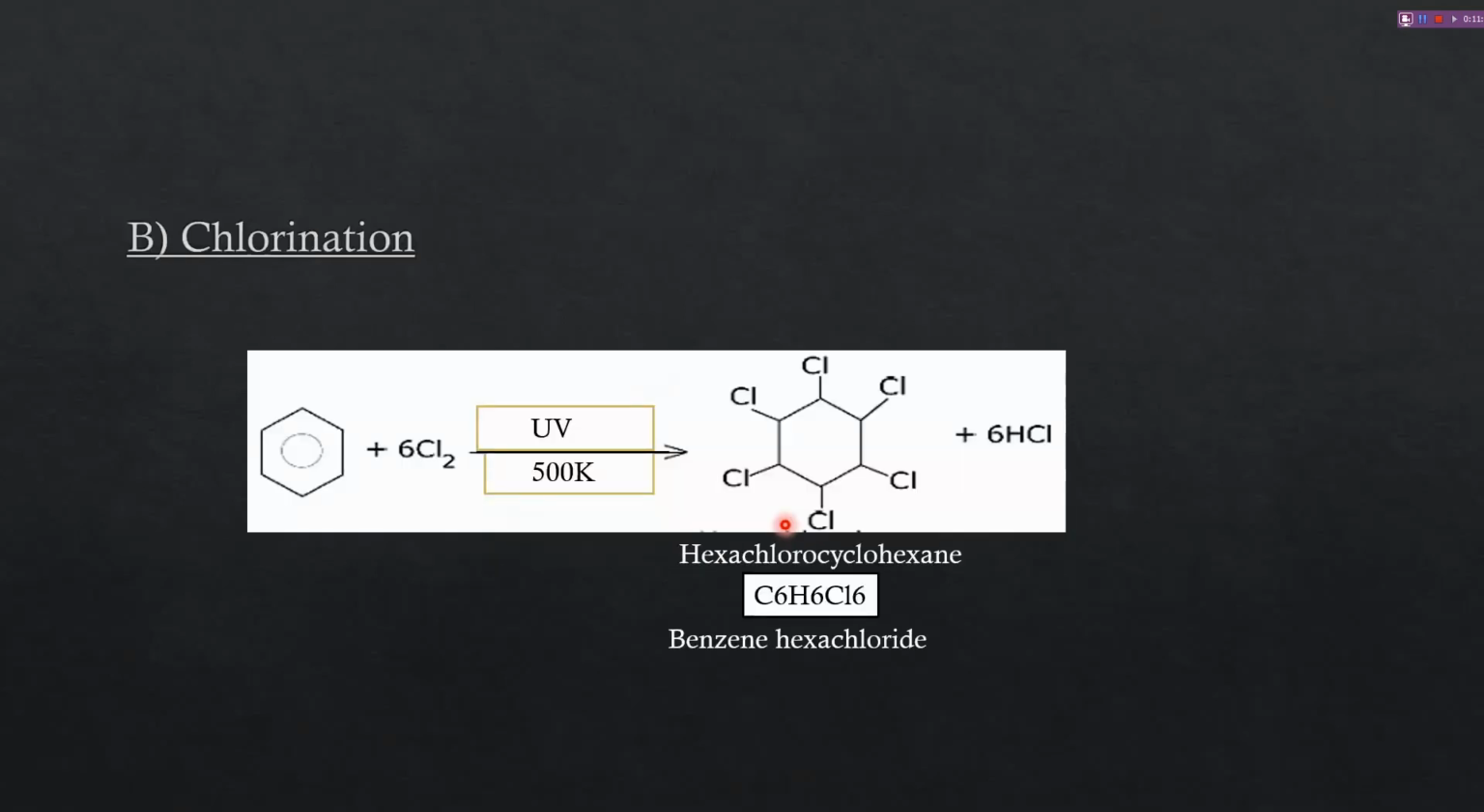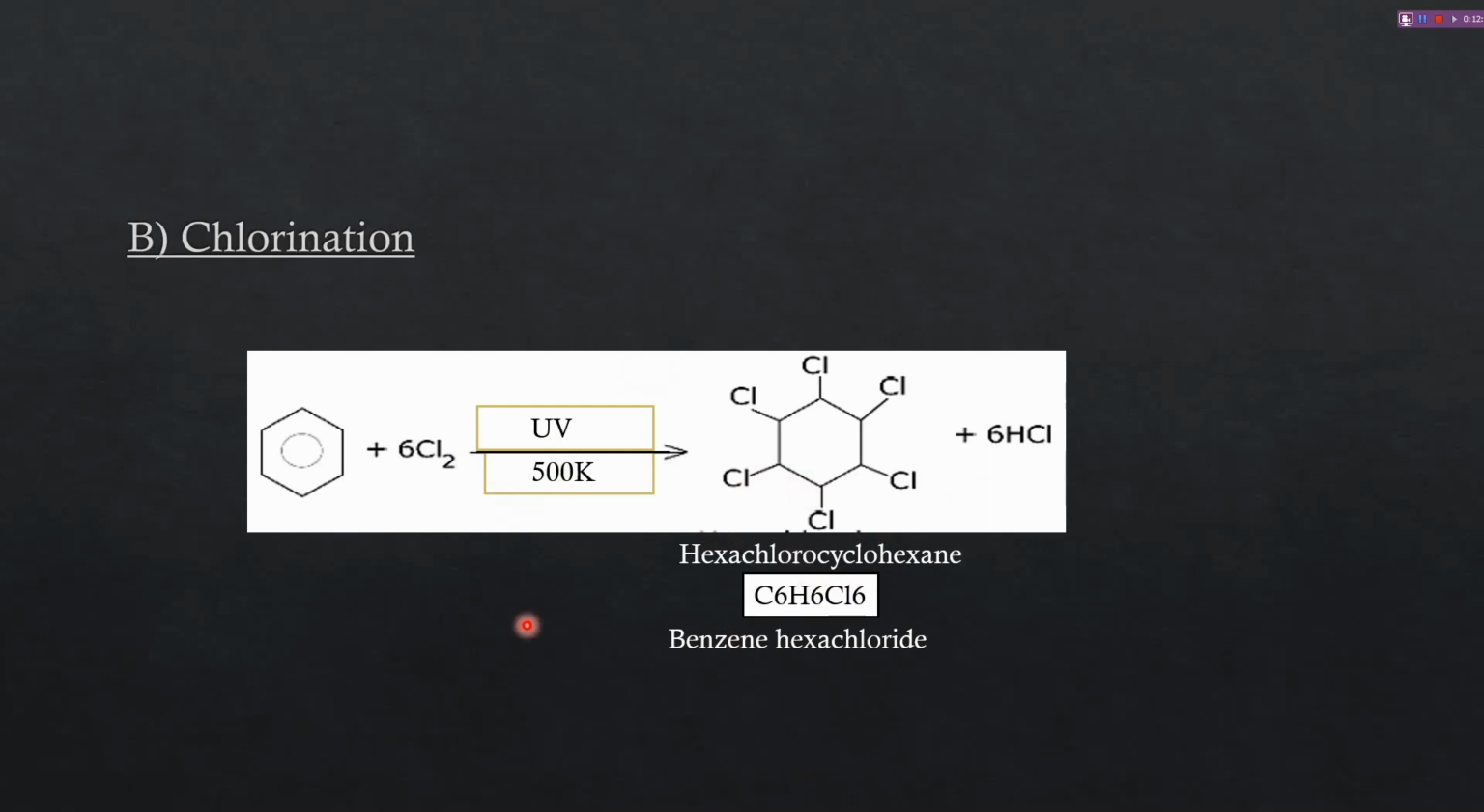Okay. So this reaction is halogenation or chlorination. So benzene plus Cl2, I think here 3Cl2, it's not 6Cl2, it is 3Cl2. Okay. Benzene plus 3Cl2 in the presence of UV and 500 Kelvin gives hexachlorocyclohexane or benzene hexachloride plus 6HCl. I mean 3HCl, right? 3HCl.